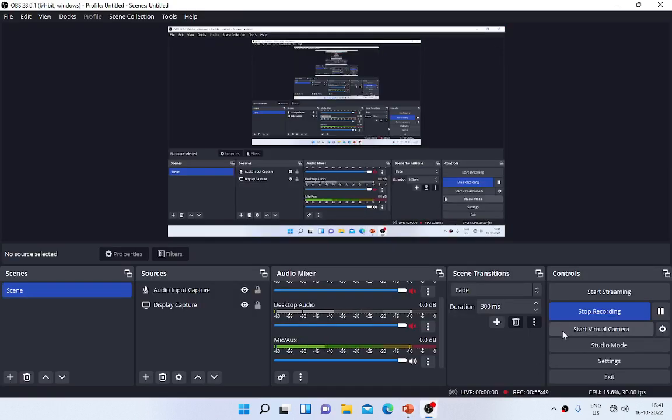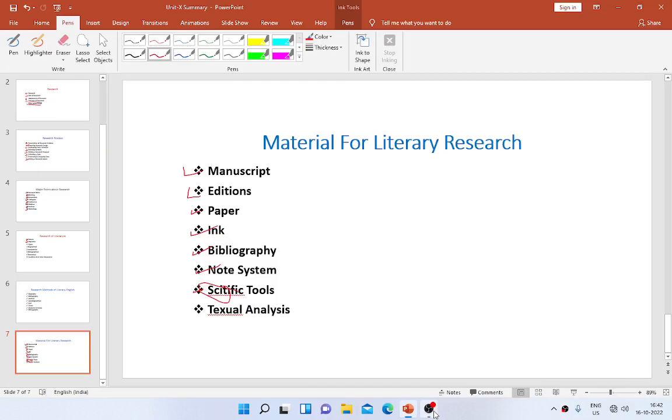Very important. In this way, we have discussed Unit 10 in a short summary for the UGC unit.